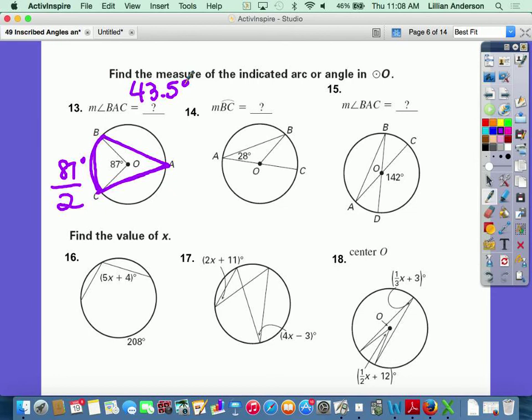Circle O represents your center. That's how you'll know what's the center or not. Over here, the 28 degrees represents this angle. What kind of angle is it? Inscribed. And I'm looking for the measure of the arc. So how big is the arc? 56, because all you do is double, multiply by 2.